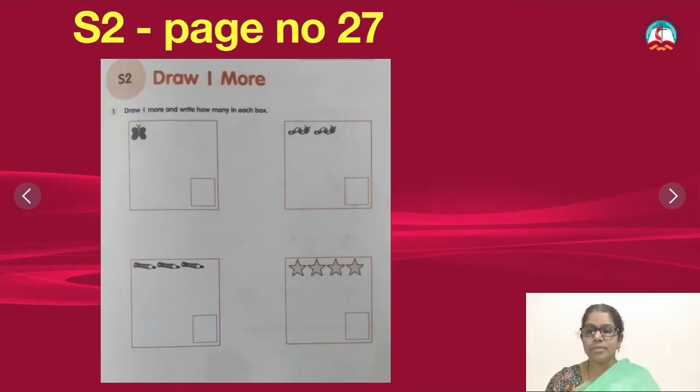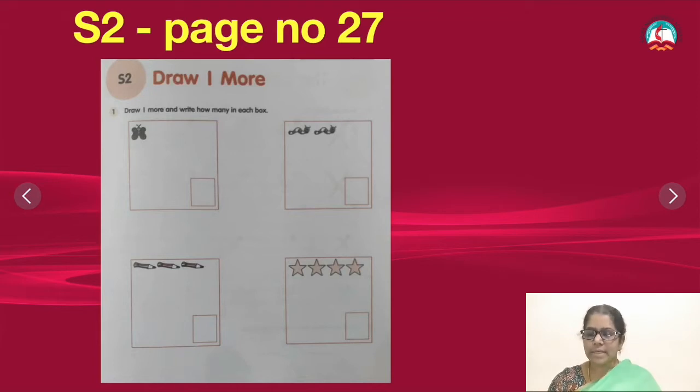Now, we are going to do our workbook. Children, get up and go bring your volume 3 workbook, pencil and erasers. Miss will wait, children. Get ready with your workbooks, pencils and erasers. Turn to page number 27. Page number 27.